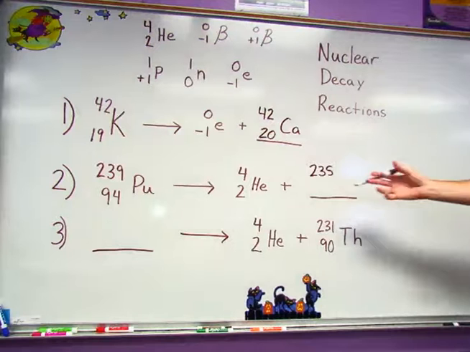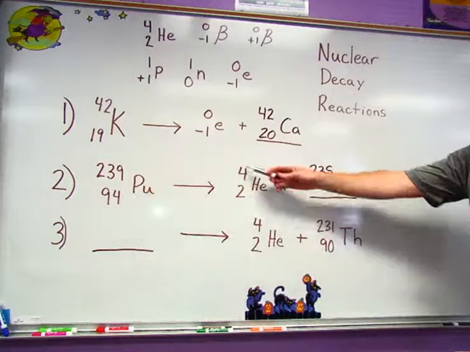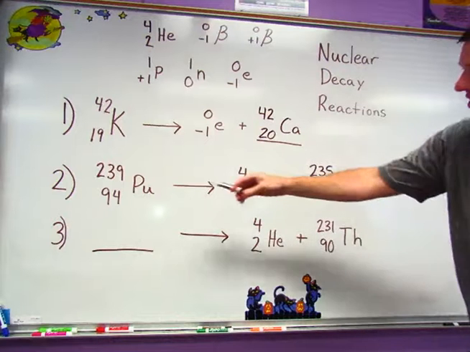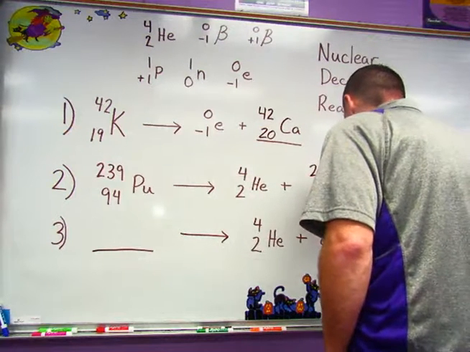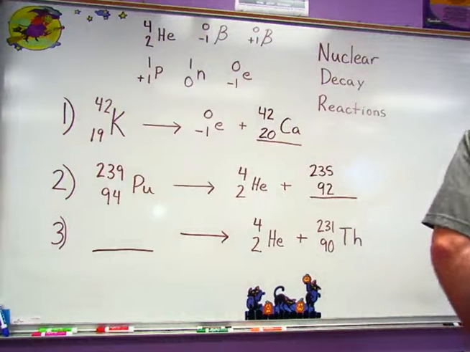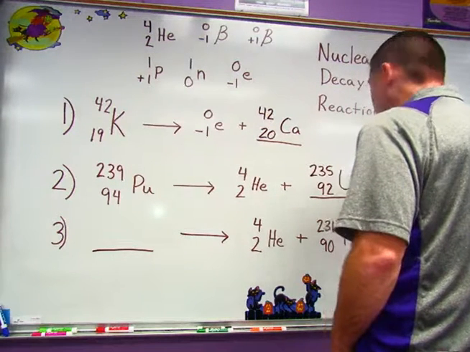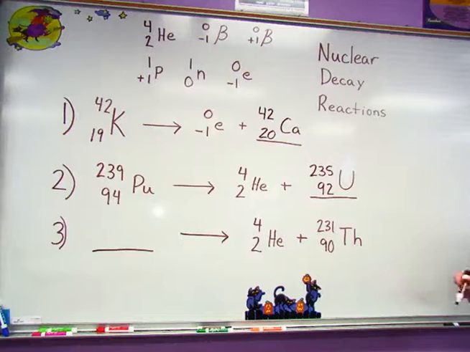Then, look at your atomic numbers. You have an atomic number of 94 for plutonium. Your alpha particle has an atomic number of 2. So what plus 2 equals 94? 92. So you look on your periodic table, and element number 92 is uranium. So plutonium, through alpha decay, becomes uranium.